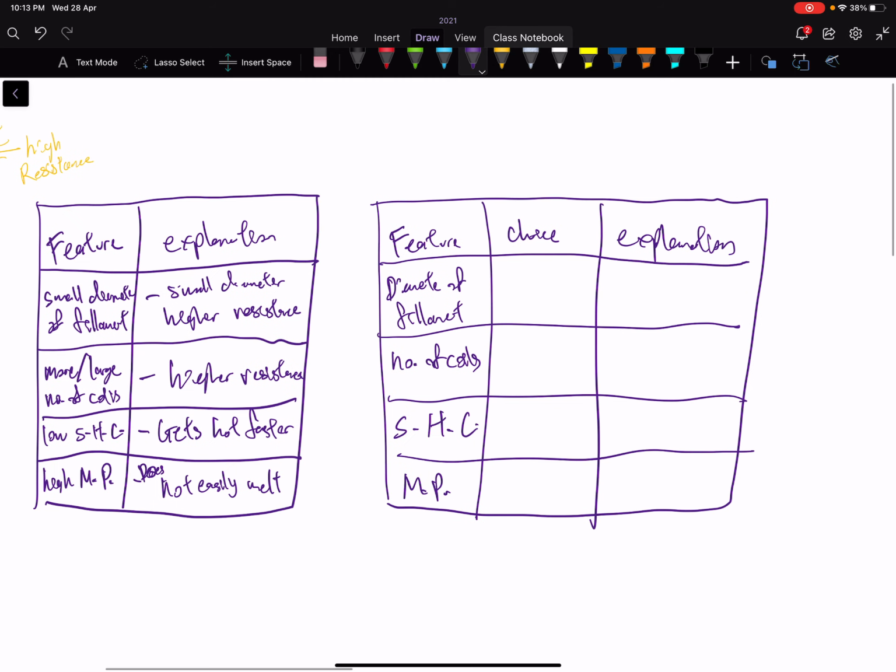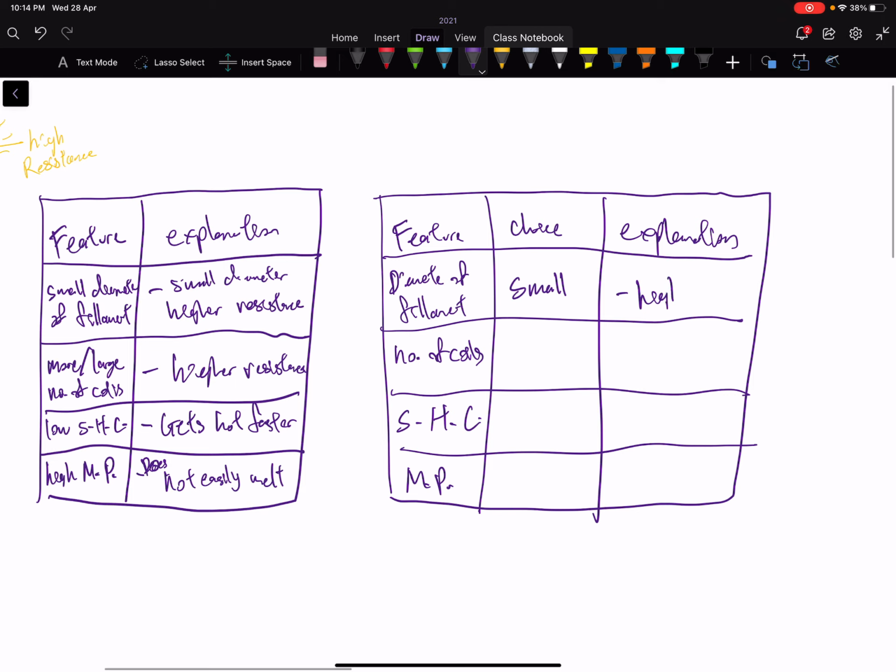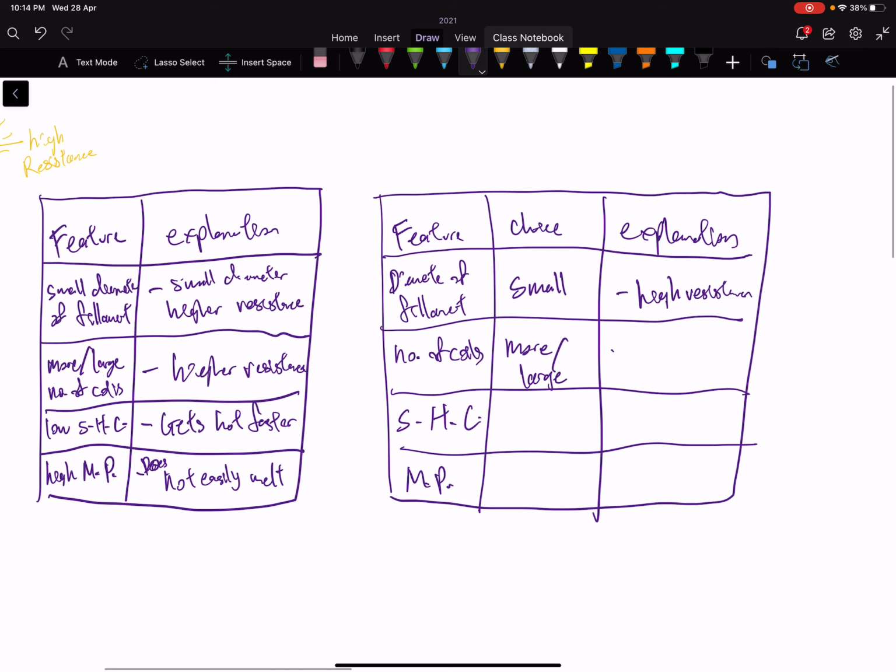So what do you want for diameter? You want something small. Why? High resistance. Number of coils, you want more or large, whichever. Why? High resistance also. And then specific heat capacity, we want low. And then why? Gets hot faster. And melting point, we want high. Why?